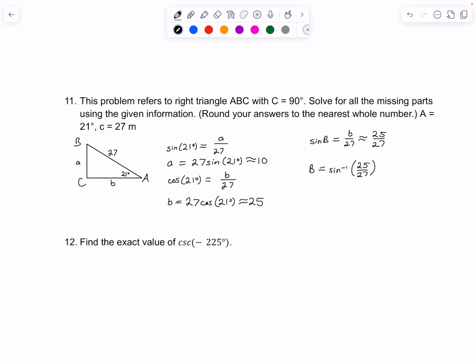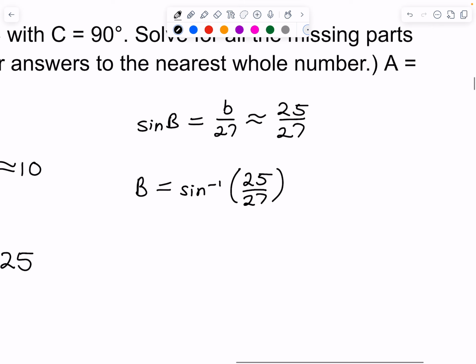And we know that B is an acute angle because in right triangles, all the angles except C are definitely acute, which means it is in quadrant 1, which means whatever we get when we type this in the calculator will be the final answer. There's no reason to check for another one. We only have to check for another one if it's not a right triangle.